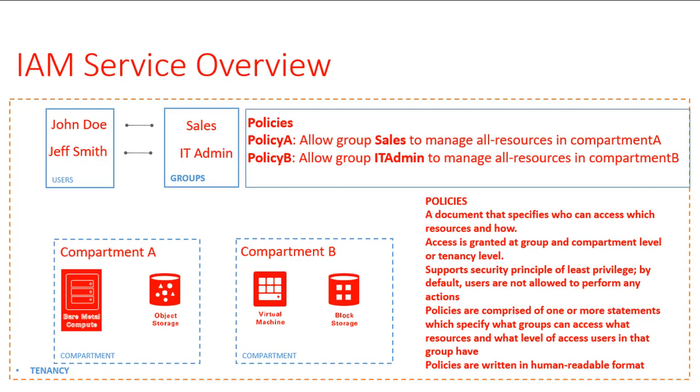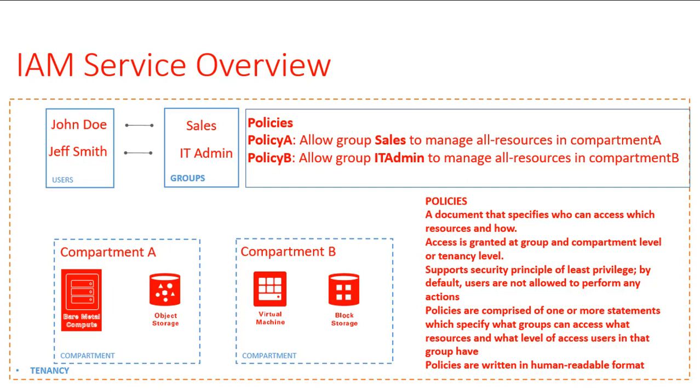Now policies. The policies are the main string that holds all this together. If you look at the policies, policy A: allow group sales to manage all resources in compartment A. This way you are isolating different teams and different lines of business. Policy B: allow group IT admin to manage all resources in compartment B. So they'll be able to access the VM machine, the block storage, and any other resources which are part of compartment B.